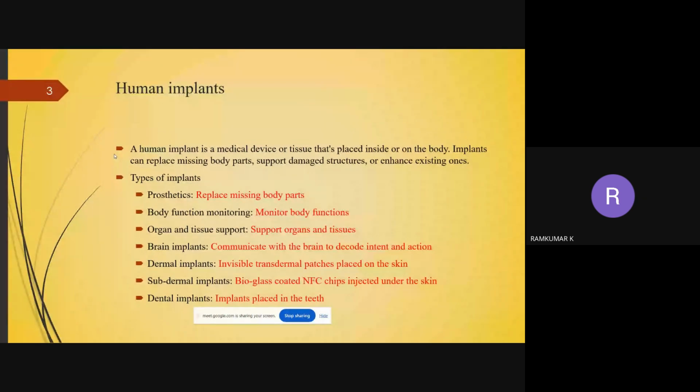The next one is brain implants. Brain implants help to communicate with the brain and address neurological conditions. The examples are cochlear implants. If there are any hearing problems, they will be using cochlear aids. The next one is dermal implants and subdermal implants. These are placed in the skin for medication delivery systems. The last one is dental implants. It is used for replacing teeth or tooth roots. Here titanium screws will be used to support the artificial teeth.